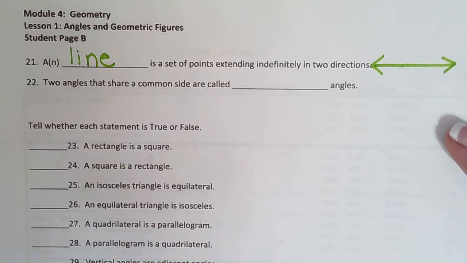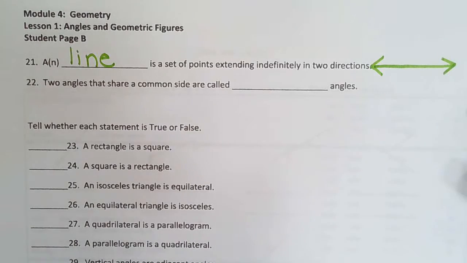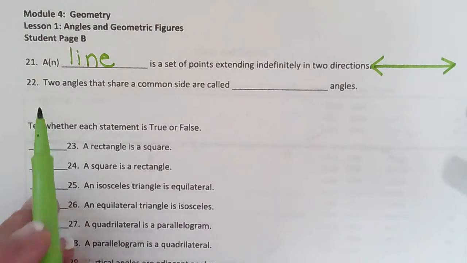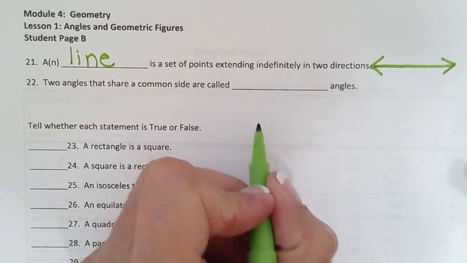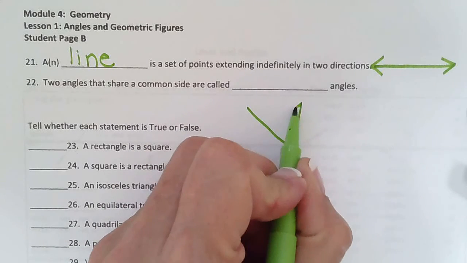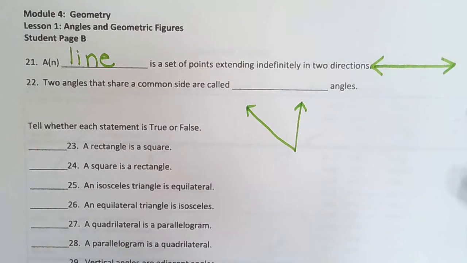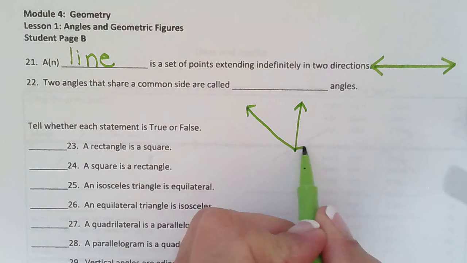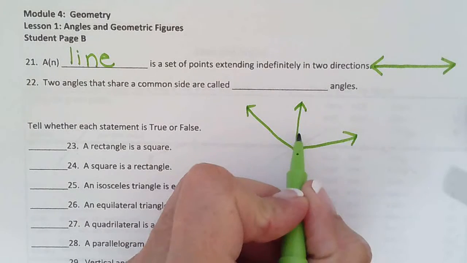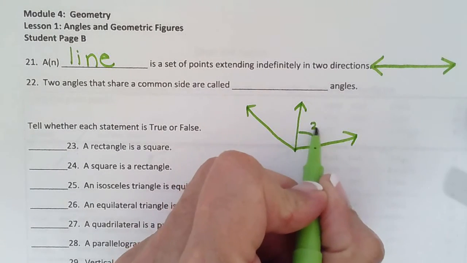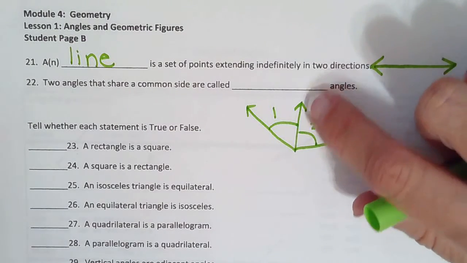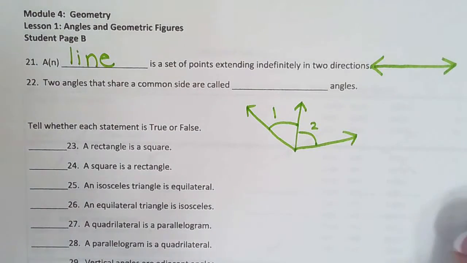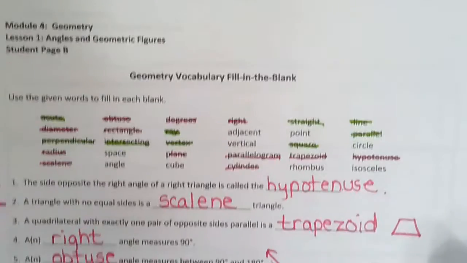Okay, we're on page 2 of lesson 1, the fill in the blank. So we were just beginning number 22. Two angles that share a common side. Let's draw one angle, and then it says the two angles share a common side. Look at this angle, we'll call this angle 2, and look at this angle, angle 1. See how they share a common side? So guess what they're called based on what's left?